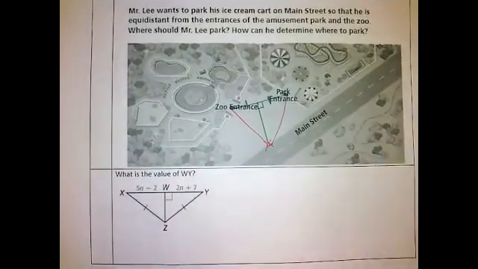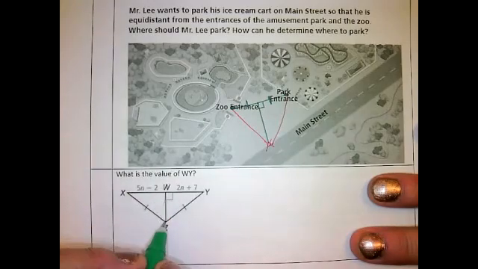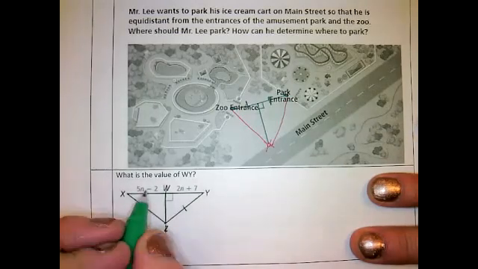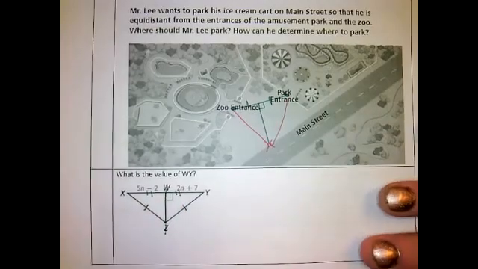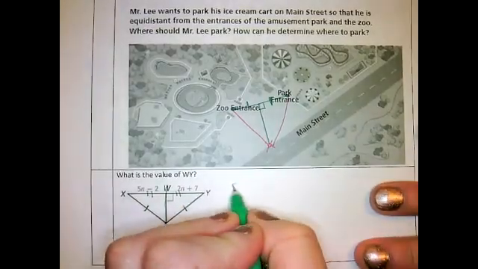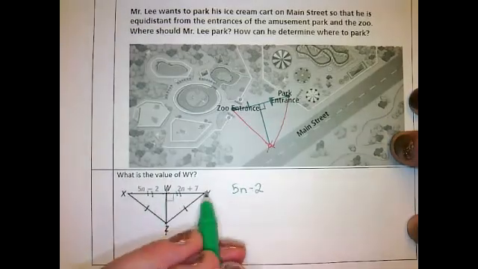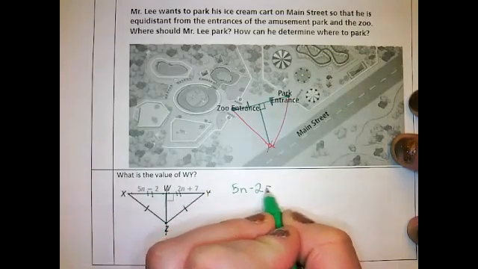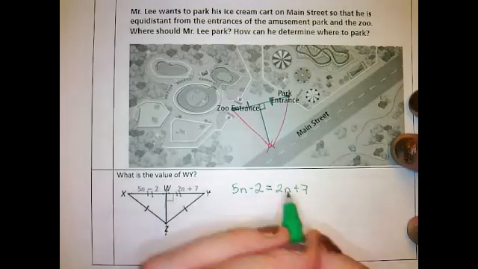So this one says, what is the value of WY? Well, we see that this is perpendicular. We see these two symbols, which means we know that this is a perpendicular bisector. And if it's a perpendicular bisector, then we know that those two are congruent. So 5n minus 2, if XW is congruent to WY, that means their values are equal. So we know 5n minus 2 equals 2n plus 7. And now we're going to solve this.